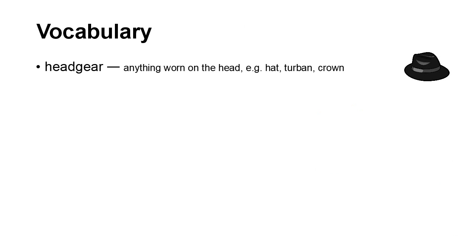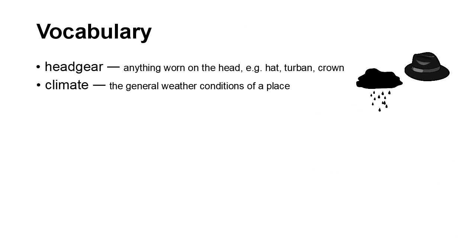Here's some vocabulary. I'm going to tell you about some words that I'm going to use in the poem on the next page. I'll tell you how these words are going to be used in the poem, but their meanings may be different in other sentences. Headgear means anything that you wear on your head, such as a hat, turban or crown. Climate means the general weather conditions of a place, such as a tropical climate, a hot climate, a cool climate, and so on.